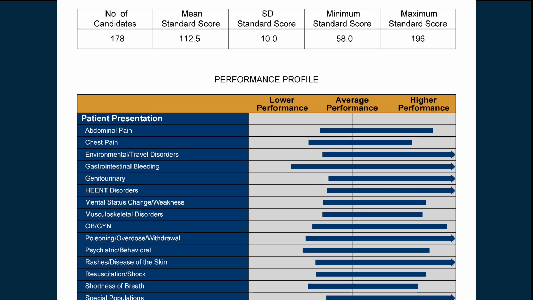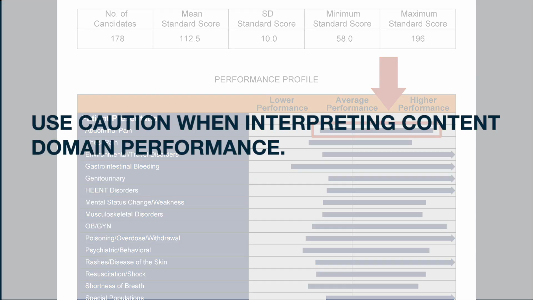For example, if the bar for abdominal pain is mostly positioned to the right side of the vertical line under average performance, your students' knowledge of this topic is likely around or slightly above the average level. Because content domains contain relatively few items, use caution when interpreting the content domain performance.